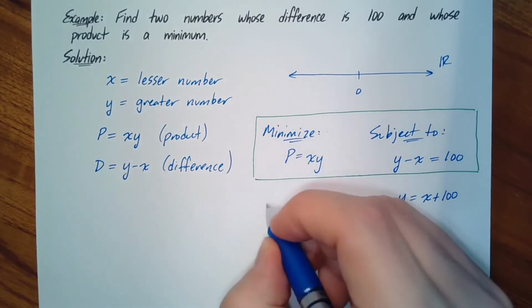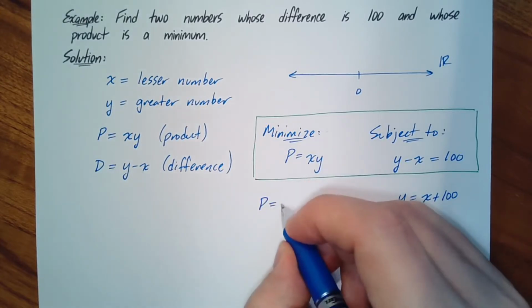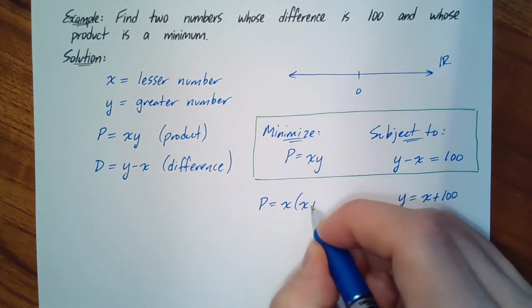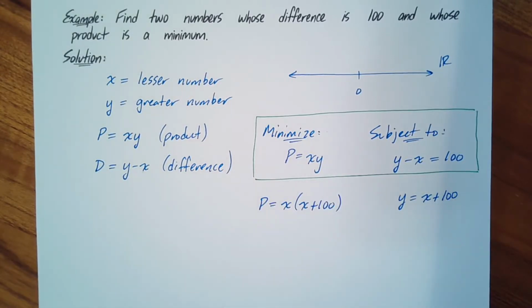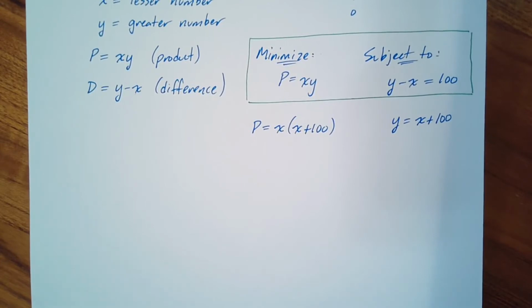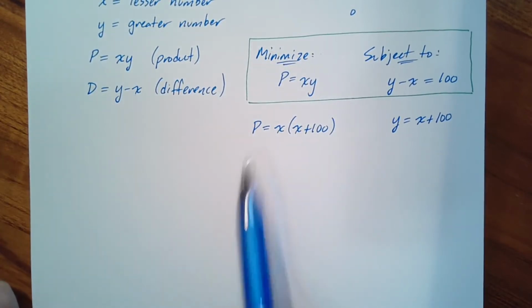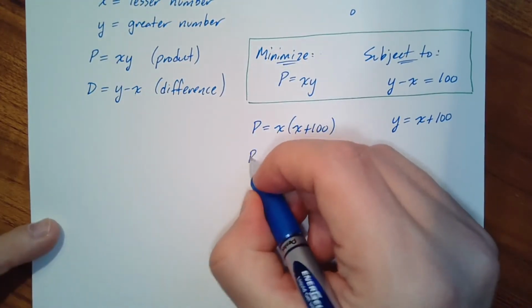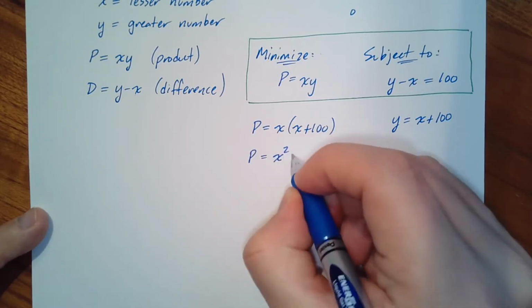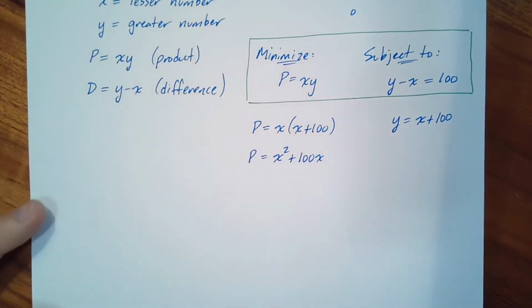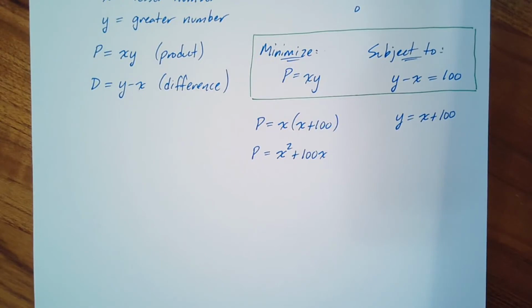So if I do that, I'll get P is equal to x times x plus 100, and that is our objective function written as a function of a single variable. So let's go ahead and do what we need to do. First of all, let's expand this out, and we're going to get x squared plus 100x. So we're going to want to find our critical numbers, look for a local minimum, because we want to minimize the product. That's what's asked for in the question.